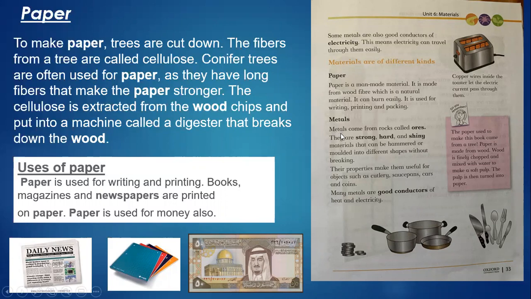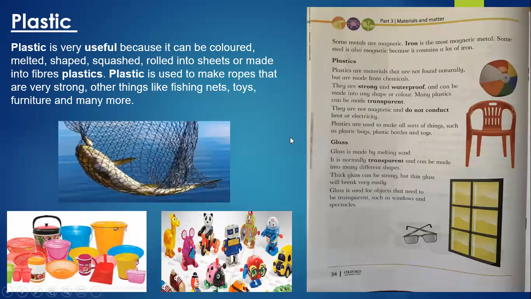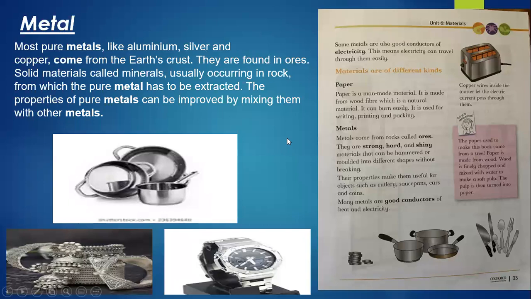The next material is metal. Yes, metal. Metals come from rocks called ores. They are strong, hard, and shiny materials that can be hammered or molded into different shapes without breaking. Their properties make them useful for objects such as cutlery, saucepans, cars, and coins. Many metals are good conductors of heat and electricity.